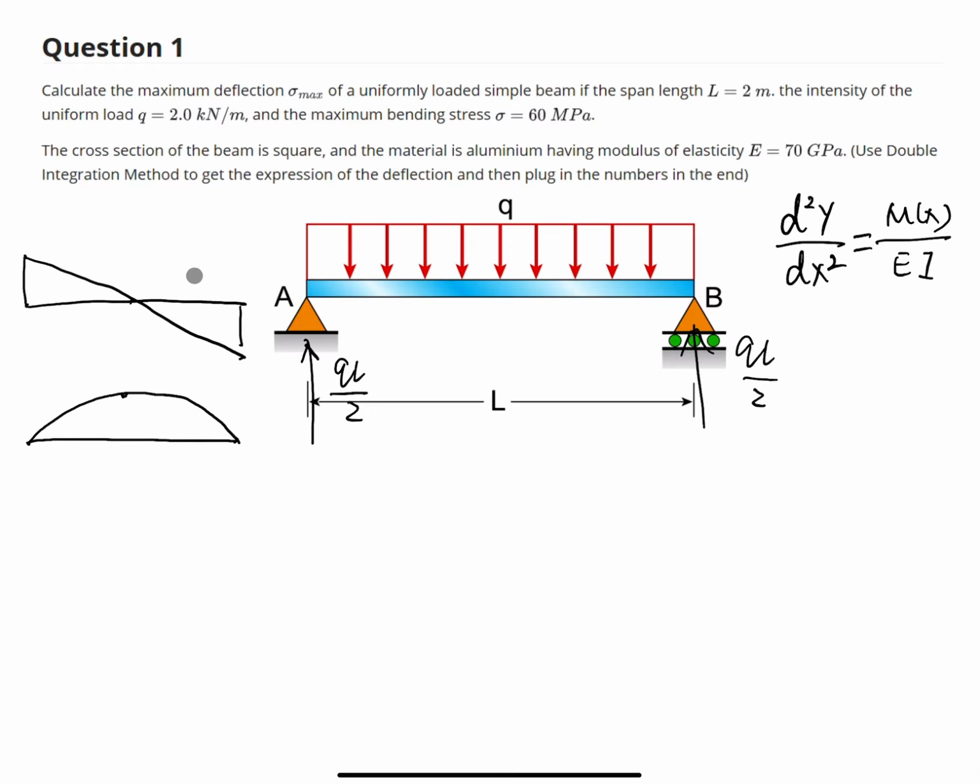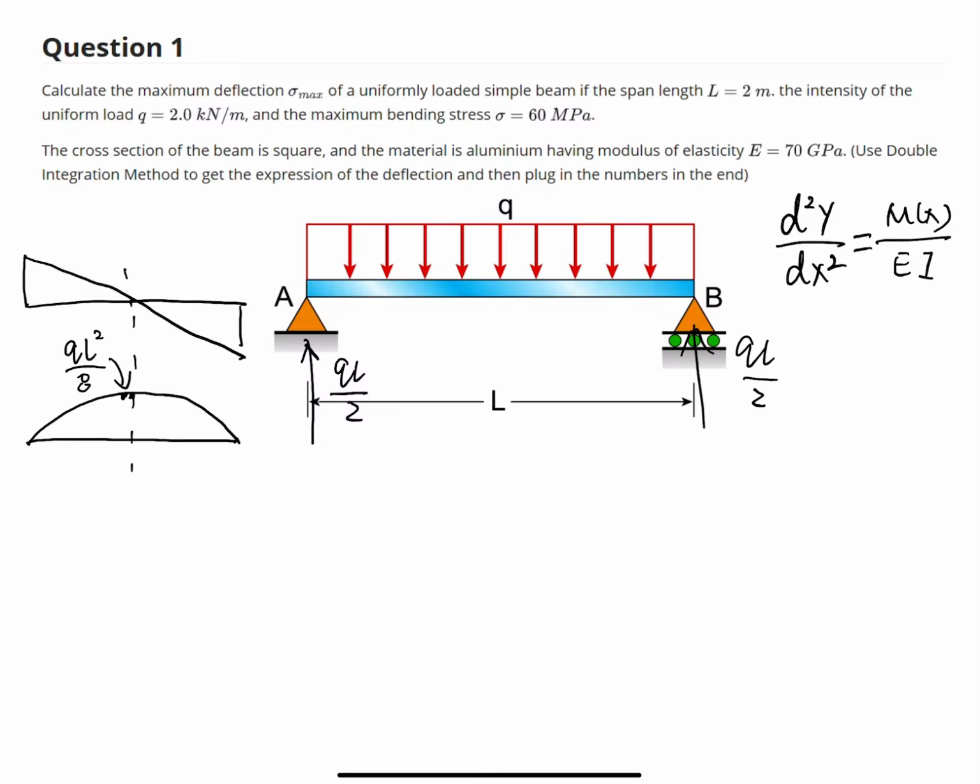We can calculate that the maximum bending moment is at the point where the shear force equals 0. So this is the maximum bending moment. We can calculate that it is qL squared over 8. From this bending moment diagram, we know we can use one quadratic curve to express the bending moment.